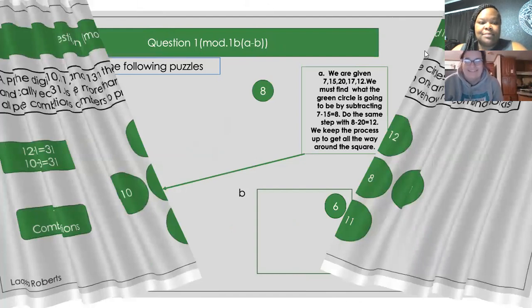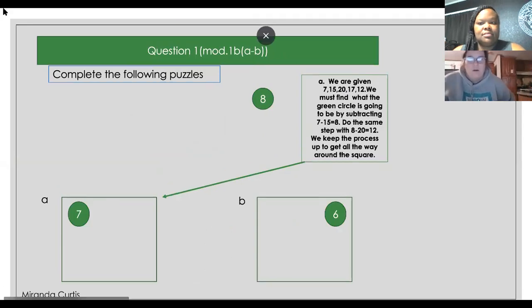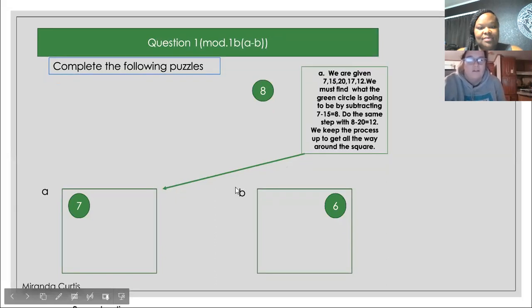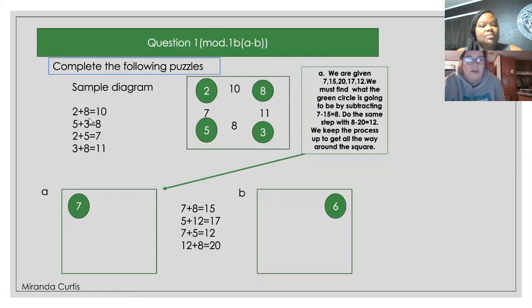So Miranda, complete the following puzzles. Okay, so we have our example that's coming up. Okay, so our squares, we're going to complete our puzzles. So this is how we're going to start up here in our example. 2 plus 8 equals 10. We're going to go from the top, and it's going to give us our middle. Then we're going to go 5 plus 3 equals 8.